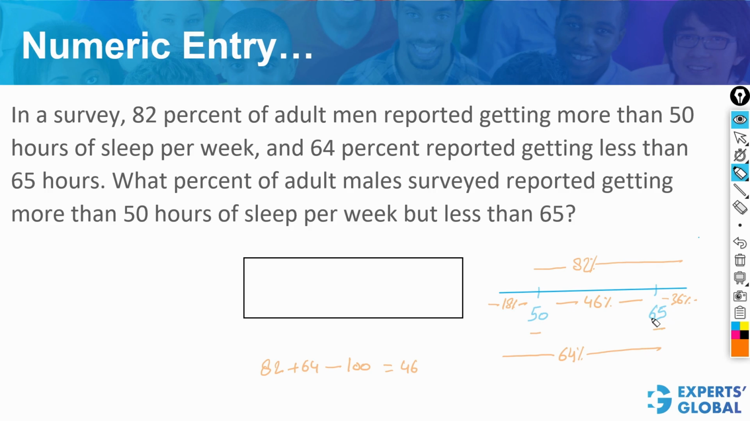We can cross-check that the sum of these three values is 100%. Therefore, our line diagram is correct. The question is asking this value, greater than 50 hours but less than 65 hours. Therefore, the answer is 46%.